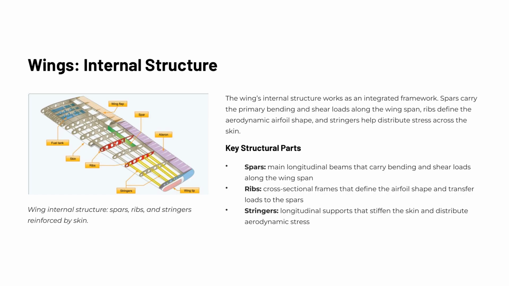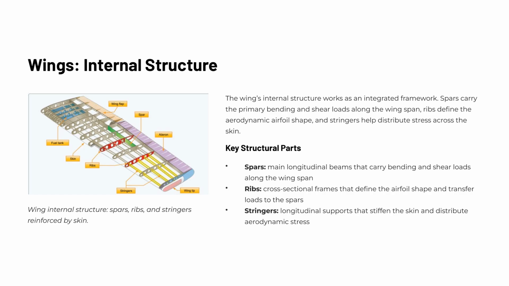The wing's internal structure is built around three essential components that work together as an integrated load-bearing framework. Understanding how each element contributes to the overall strength and shape of the wing is fundamental to understanding aircraft structural integrity. Spars are the primary structural members running spanwise along the wing.